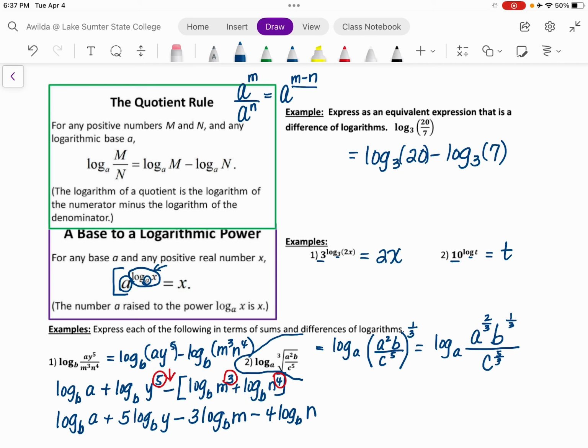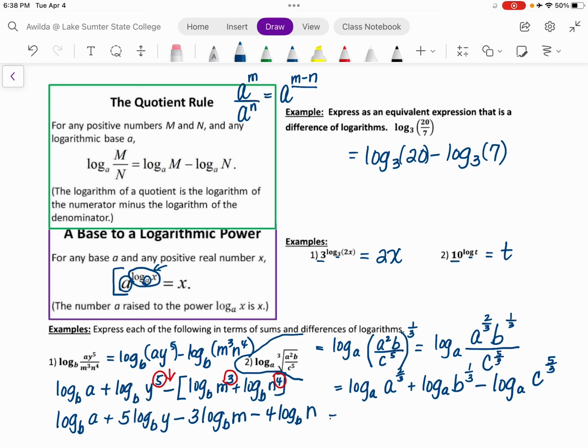Now I think I'm going to use the product and quotient rules. And I can write this as logarithm base a of a to the 2/3 power plus logarithm base a of b to the 1/3 power minus logarithm base a of c to the 5/3 power. Notice that the last term we have subtraction because we had that factor in the denominator.